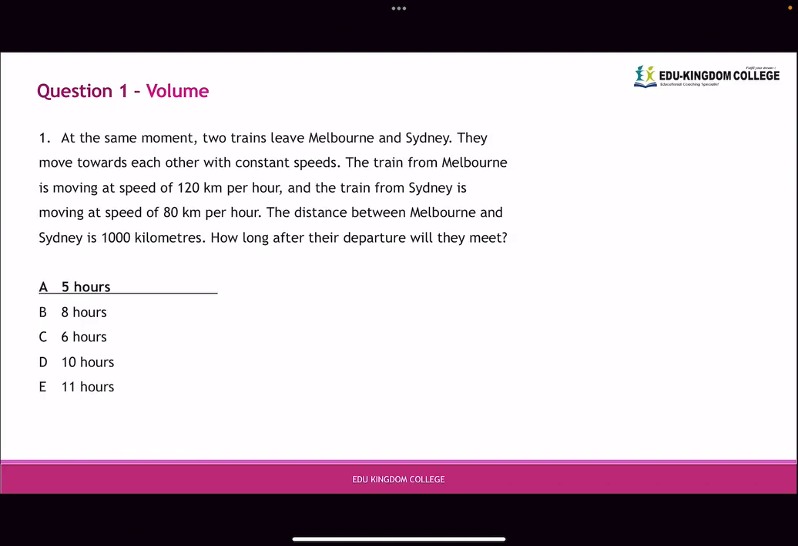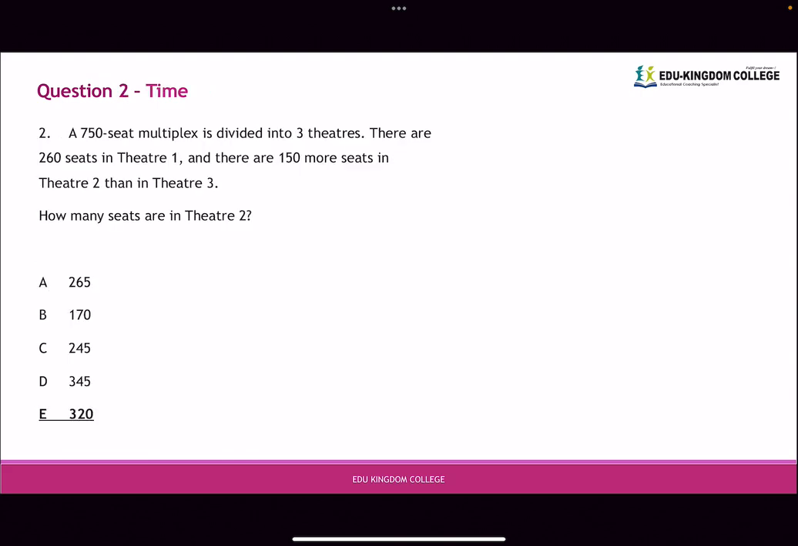So at the same moment, two trains leave Melbourne and Sydney. One's heading towards the other at 120 kilometers per hour. One's heading towards the other at 80 kilometers per hour. So altogether, they're heading towards each other at 200 kilometers per hour. So they're getting close at 200 kilometers per hour. Okay, so you don't need to think about each train individually. Think about them together. Now, if the distance is 1,000 kilometers, and they're traveling towards each other at 200 kilometers per hour, then they're going to meet after 5 hours.